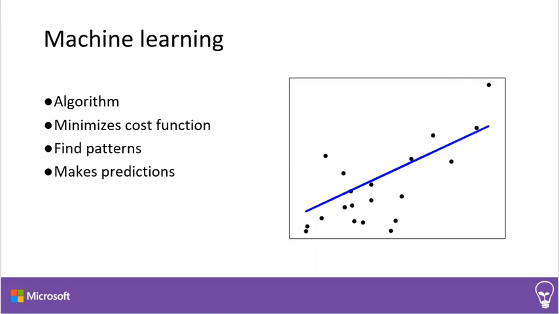If we minimize that, then the algorithm can come to a solution, and the solution is the line of best fit. And what the line of best fit does is basically identify the trend in the data. It finds the pattern, and then using this trend and pattern, the algorithm can make some predictions given future inputs or future data points.